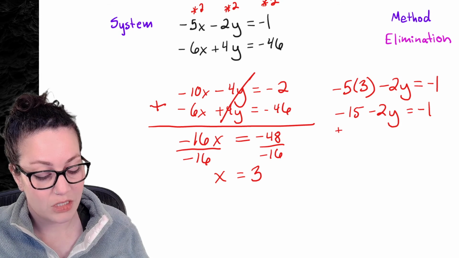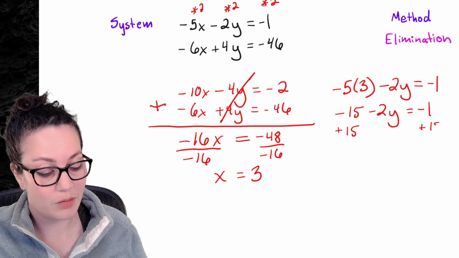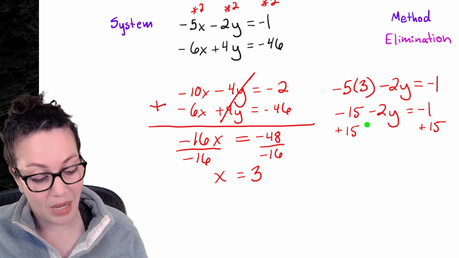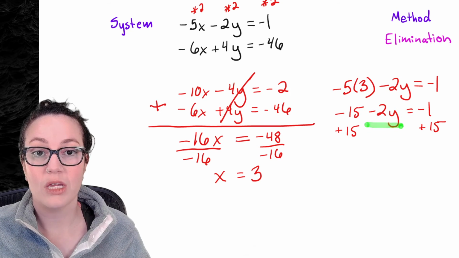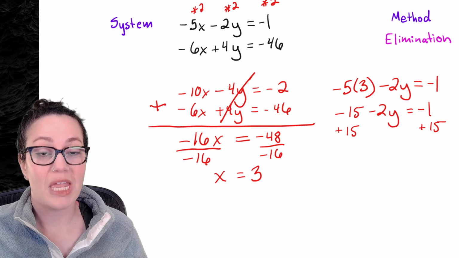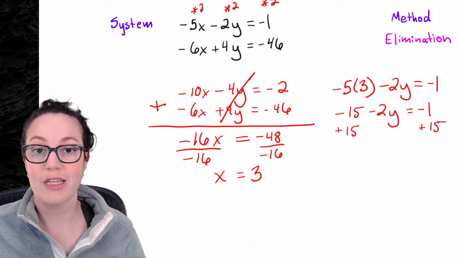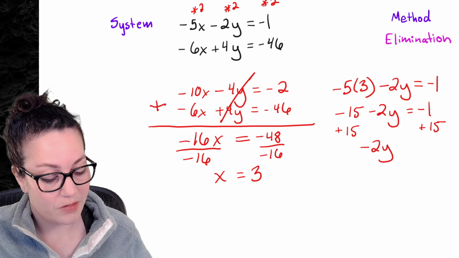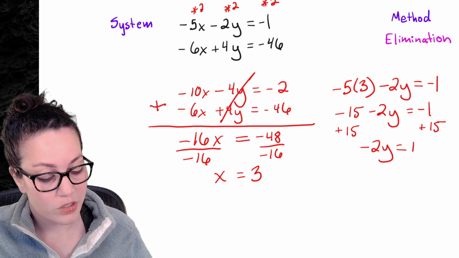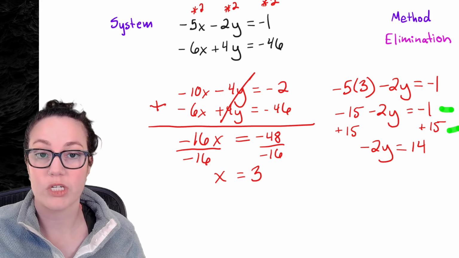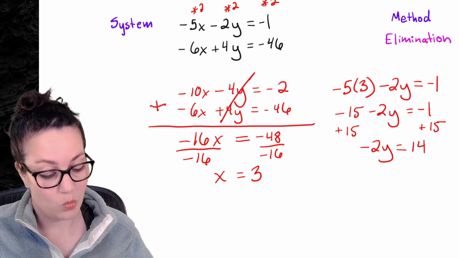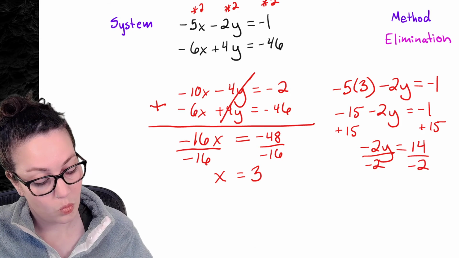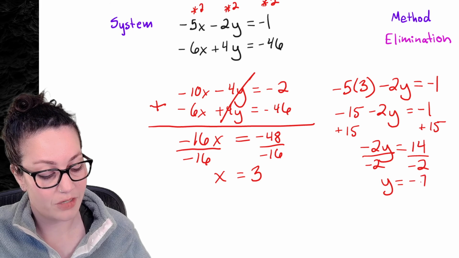Then I'm going to add 15 to both sides because I want to isolate my term that has the y's. But be very careful in this case because this says minus 2y. When we take this next step, that's going to remain a negative 2y. That minus sign, that negative sign, doesn't disappear at this step. So be careful with that. So we get negative 2y is equal to 14 because negative 1 plus 15 is 14. To isolate y, we'll divide by its coefficient, which is negative 2. And we get y is equal to negative 7.